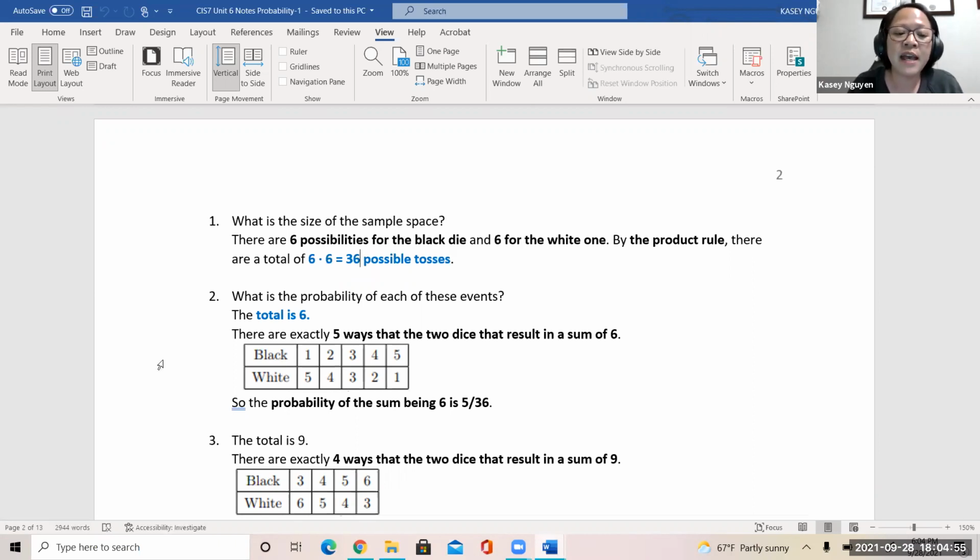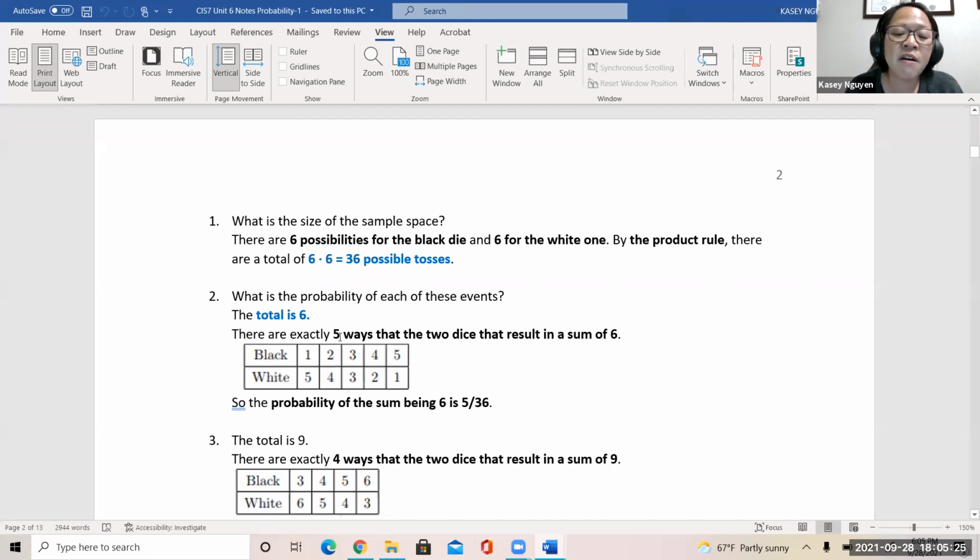I would know that the first dice can be a 1, and the second dice can be a 5. That's going to give me a total of 6. The first one can be a 2, and the second one can be a 4. That also gives me a 6. I can have a 3 and a 3. That also gives me a 6. I can have a 4 and a 2. That should also give me a 6. And a 5 and a 1. That's going to give me a 6.